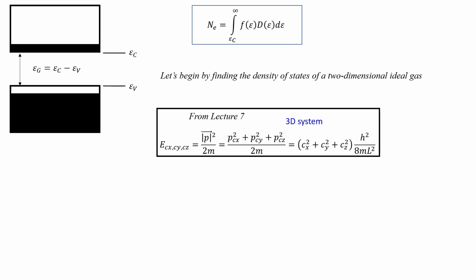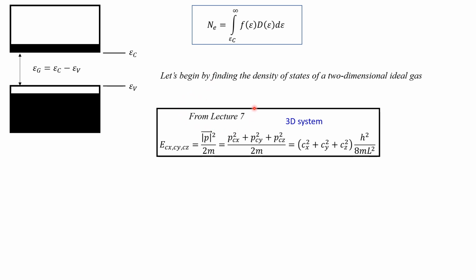Okay, now we need to find the density of states, which is our main job in this lecture. To show you the strategy that we use to obtain the density of states, I'm going to assume a two-dimensional ideal gas. And I'm going to do that just because it's easier to see. The drawings are simpler. As soon as we understand how we obtain the density of states of a two-dimensional gas, it's going to be easy to extend the idea to a 3D gas, which is our main goal since a semiconductor is a 3D material.